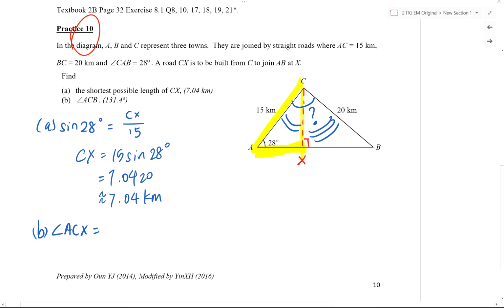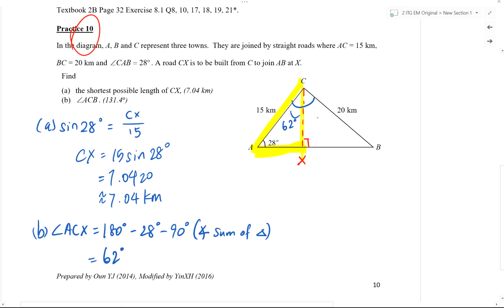Angle ACX equals to, how much is it? What is the working? 180 minus 28 minus 90. But what's the reason? Angle sum of triangle. So here I get 62 degrees. This part is 62 degrees. What about this one, this side? Angle XCB. We need to find that angle before we can add them up to find angle ACB.